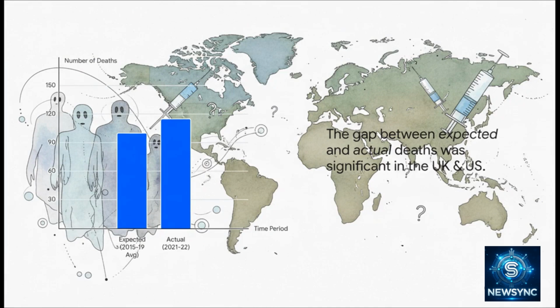And this slide right here shows it perfectly. That bar on the left, that's what was expected based on those normal pre-pandemic years. Now look at that taller bar on the right. That's what actually happened in 2021 and 2022. You see that gap? That difference? That's the excess we're talking about. And according to our source, that gap was surprisingly large in places like the UK and the US.